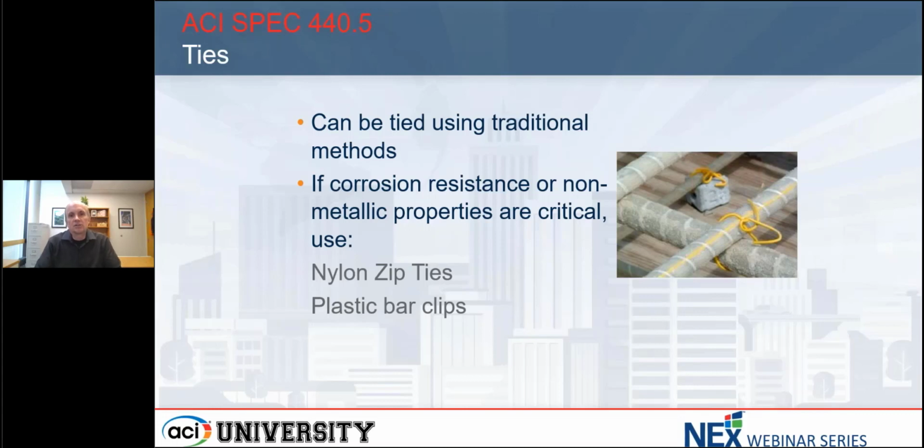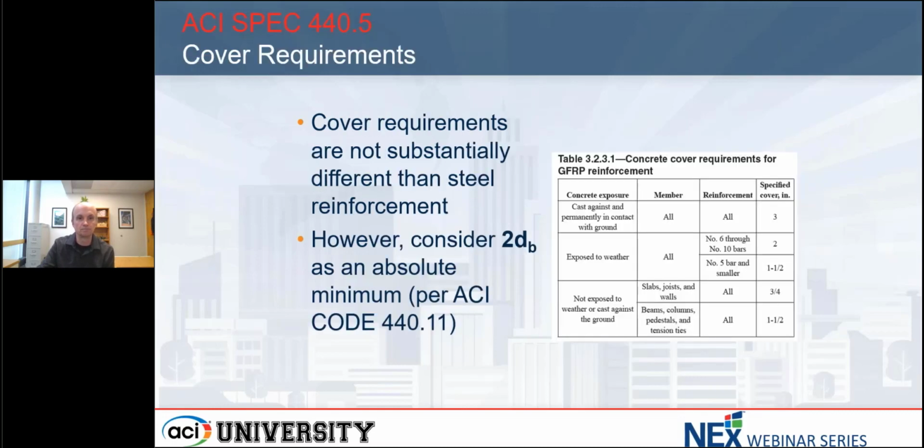In terms of tying the bars, they can be tied using any of the conventional methods. If the bar is being used for a specific non-metallic purpose, so if it's supposed to be non-corrosive or non-magnetic, things like nylon zip ties or plastic bar clips that are non-metallic are preferable in those situations. But again, they can be tied with things that you tie regular steel reinforcement with as well.